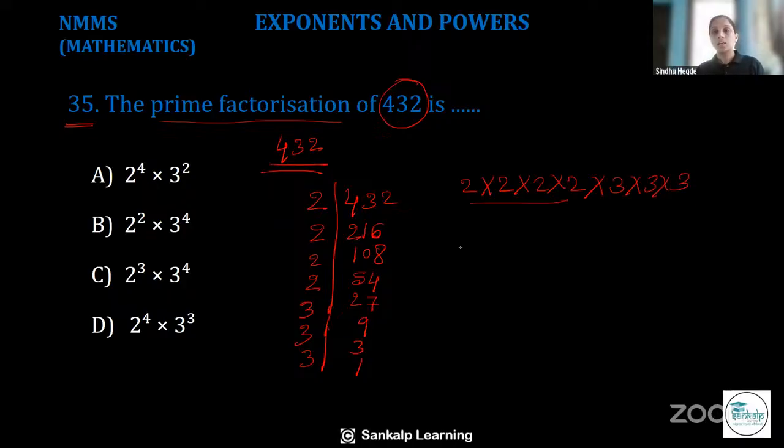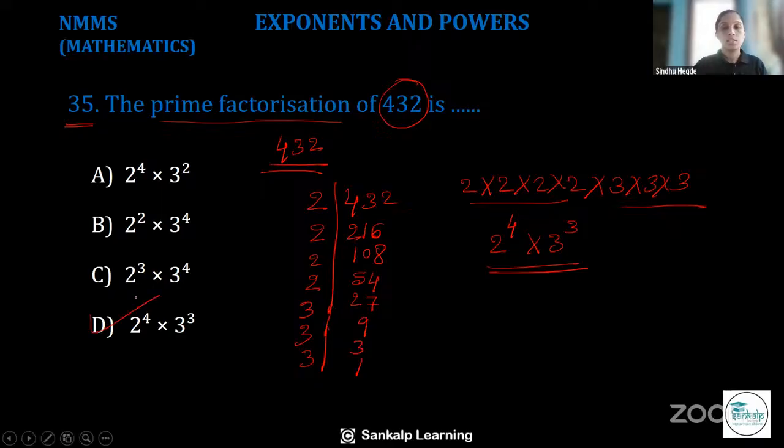Express this in the power form. 2 comes 4 times, so 2 raised to 4 into 3 comes 3 times, 3 raised to 3. So it is 2 raised to 4 into 3 raised to 3. So the correct option is option D. 2 raised to 4 into 3 raised to 3 is the prime factorization of 432.